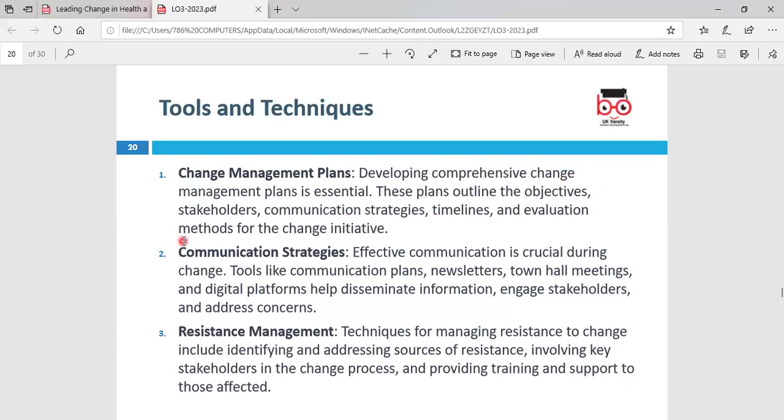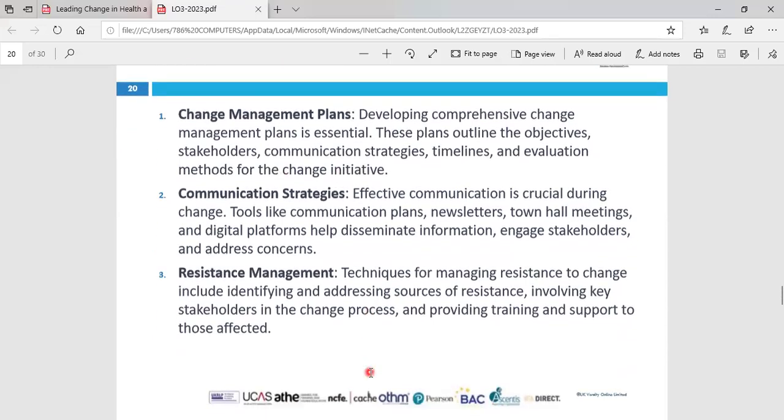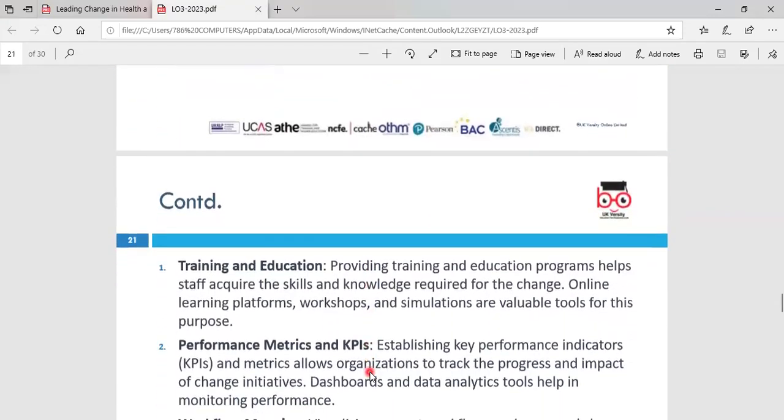Your objectives are already there. Your stakeholders are already mentioned. So that's the whole plan that you develop. Communication strategy: you need to have clear ways of communicating with different stakeholders and disseminating information. Then resistance management. You have resistance coming from different organizations, and how would you work on those resistances? So that management plan should be there.